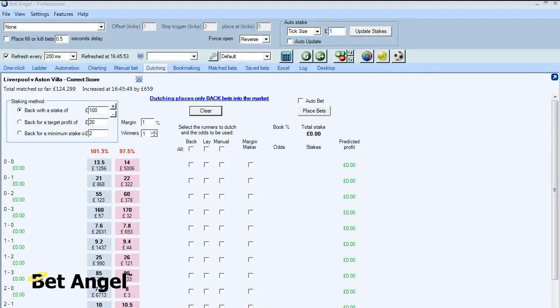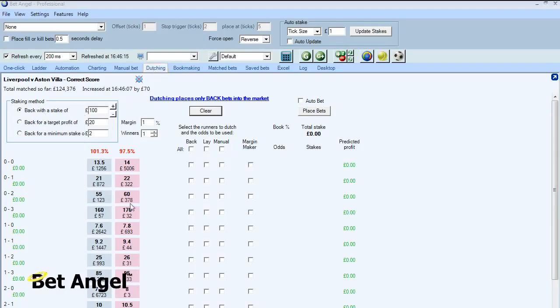When you fire up BetAngel, there are a number of options available to you, one of which is the Dutching area. So you can see here under the tabs we've got Dutching right here, and that allows you to Dutch a market. And what we're doing here is looking at the correct score market, because this is the one that presents a fair amount of opportunity within football matches.